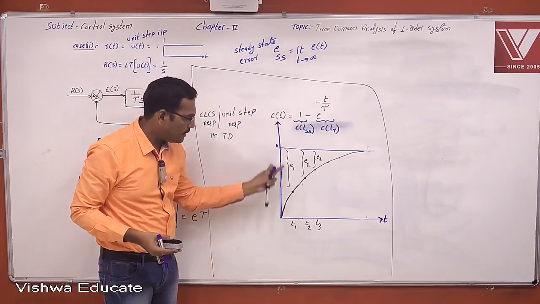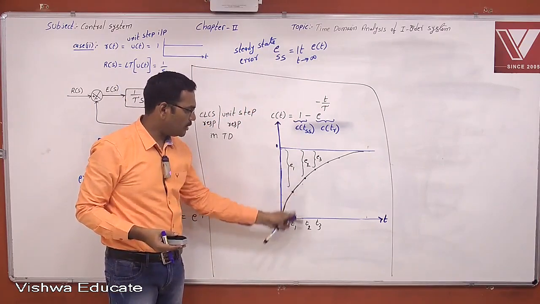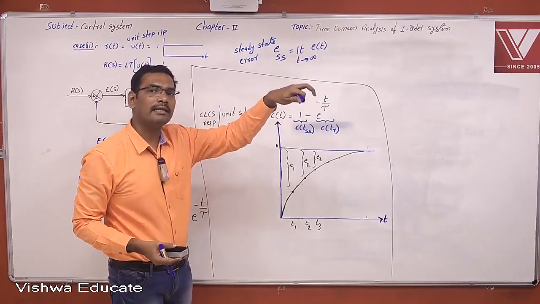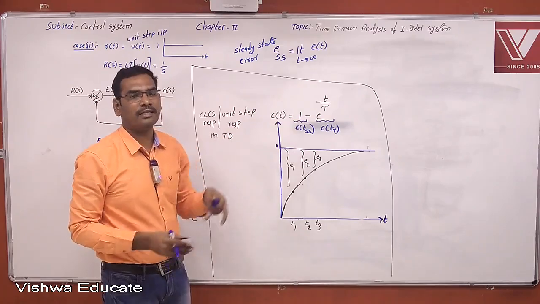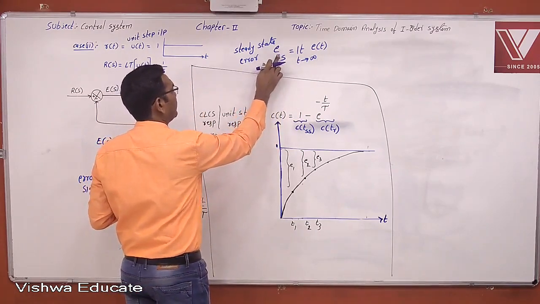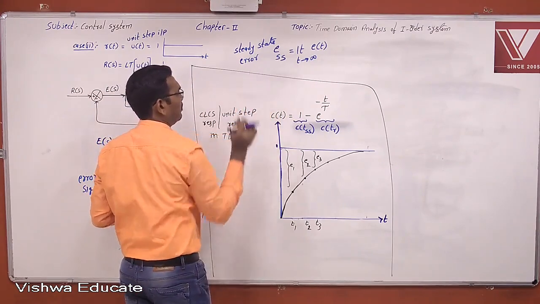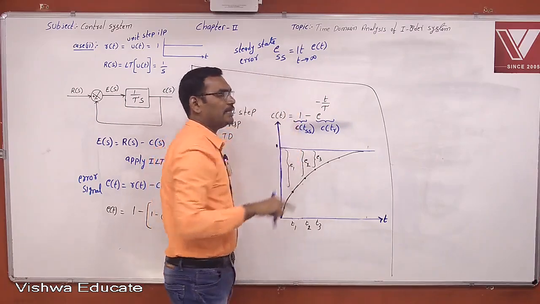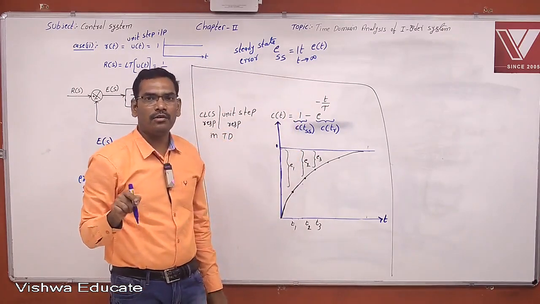Like here in the response, t1 seconds, t2 seconds, t3 seconds, t4 seconds, t5 seconds, and so on. What is the final error, sir? What is the final error of this particular response? That final error is called the steady state error, represented by ESS. If you measure the error at t tends to infinity, it is called the steady state error. The final error is called the steady state error.